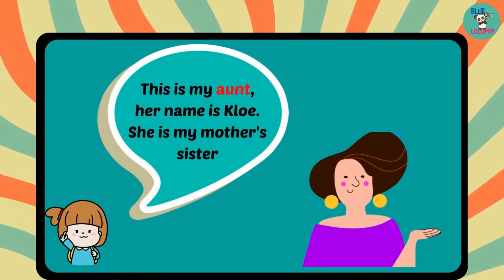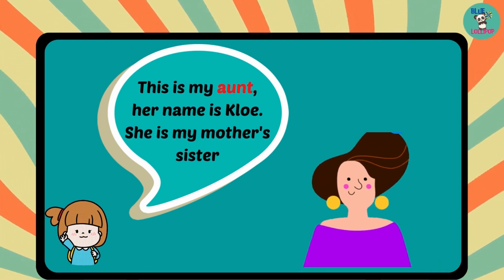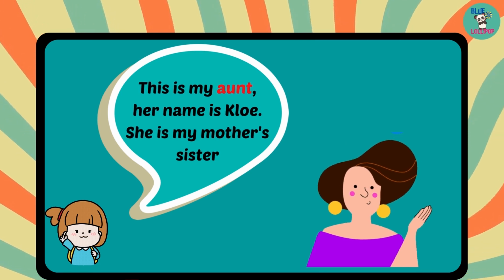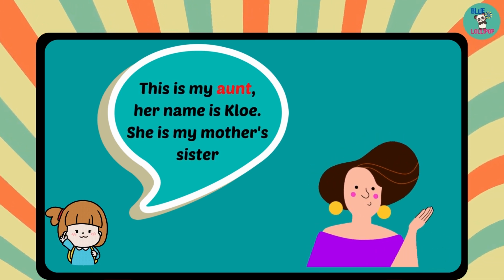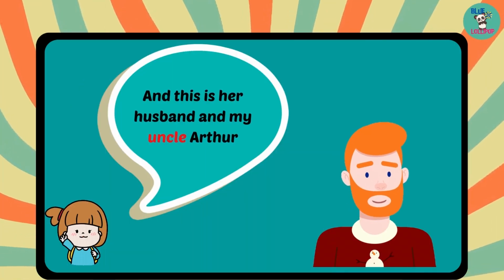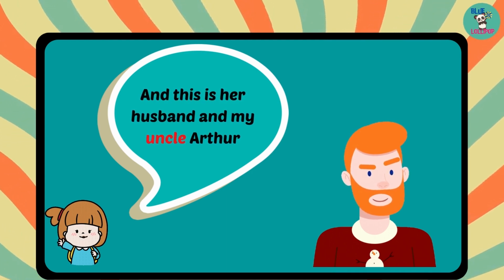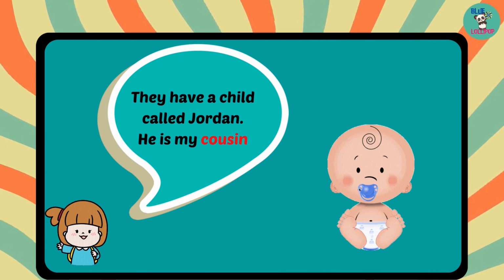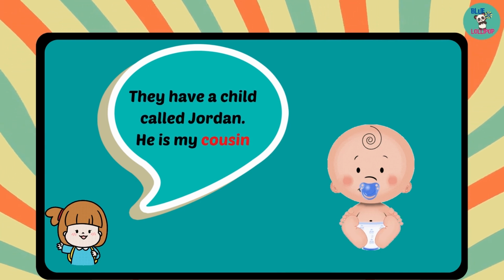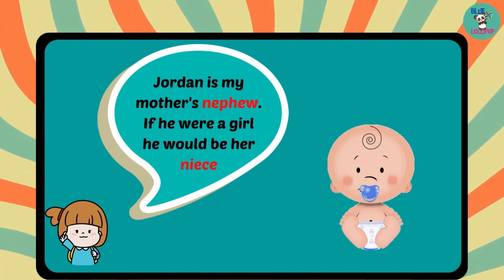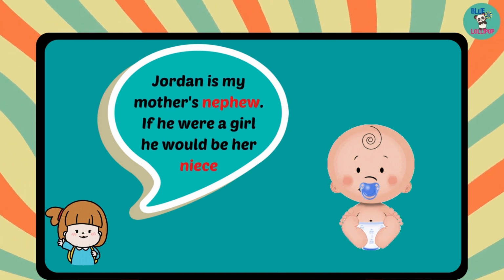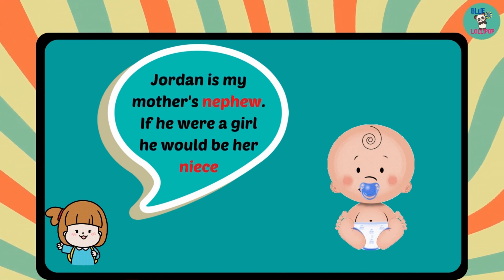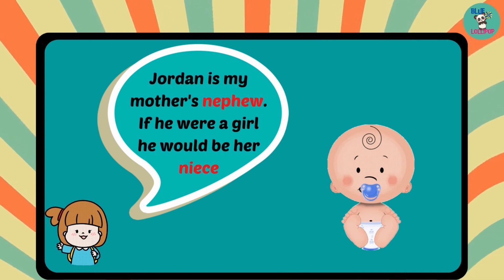This is my aunt. Her name is Chloe. She is my mother's sister. And this is her husband and my Uncle Arthur. They have a child called Jordan. He is my cousin. Jordan is my mother's nephew. If he were a girl, he would be her niece.